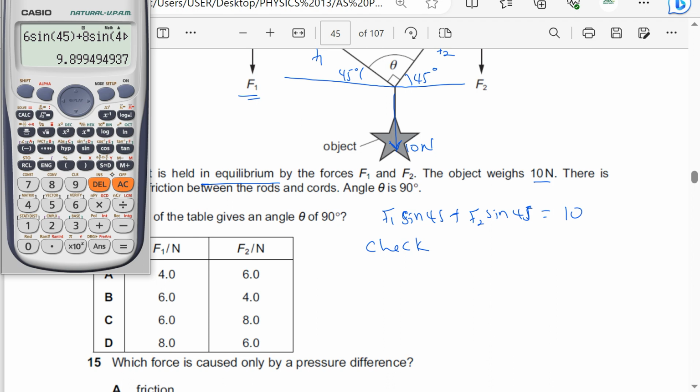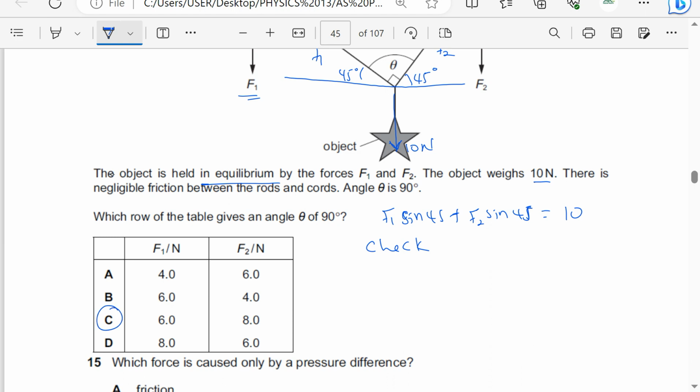So I think the answer is going to be C. That is 6 sine of 45 plus 8 sine of 45. It should give us 10 or approximately 10. We can check.